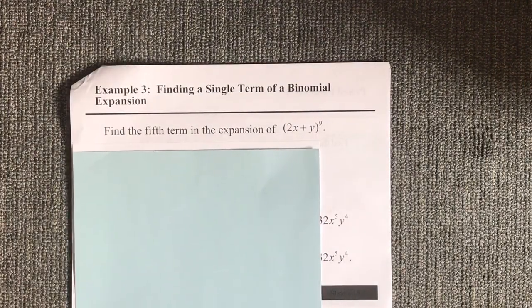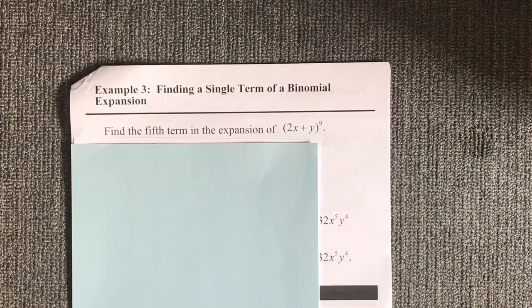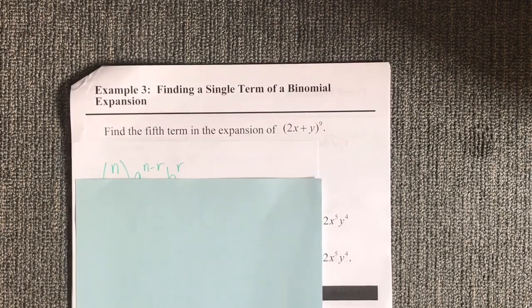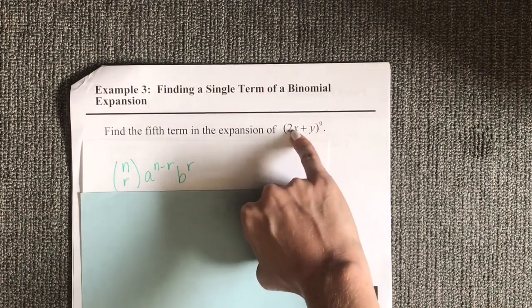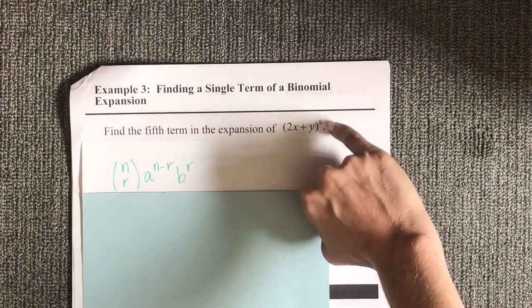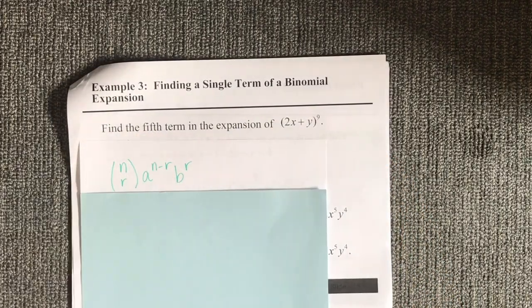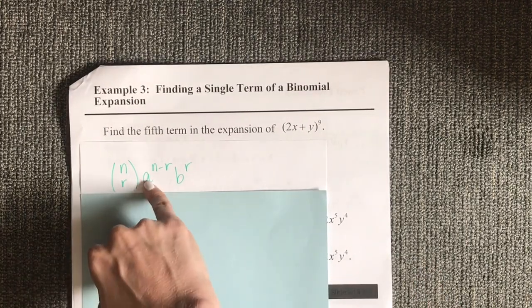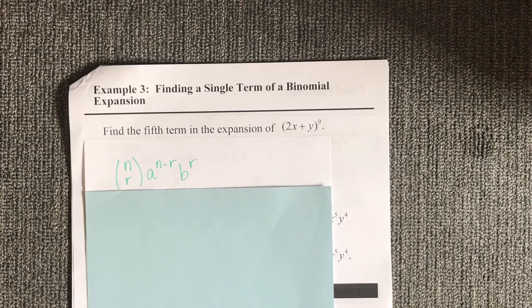So example 3, we're going to find the 5th term in the expansion of 2x plus y quantity raised to the 9th power. So we're going to be using this formula that you just wrote down. And remember, a is the first term that's in your parentheses, and b is the second term. So our n is 9. N is always the power that's out here. And if I'm looking for the 5th term, I want to plug in r is 4. So a is 2x, and then b is y. That's just coming from right here.